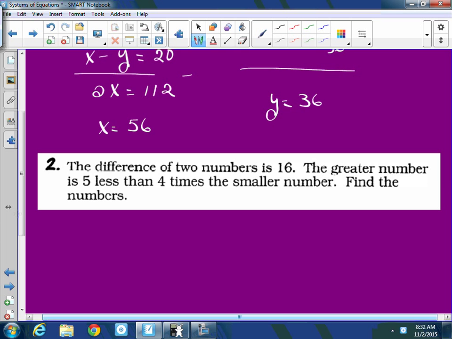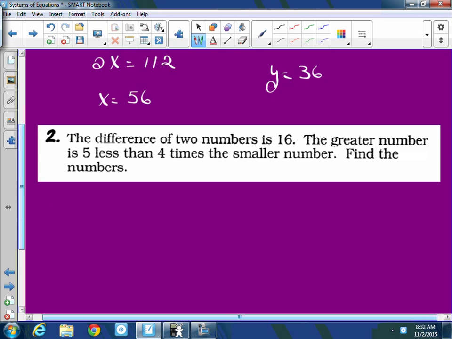All right, let's go. The difference of two numbers is 16. The greater number is 5 less than 4 times the smaller number. Find the numbers. Do you know what the numbers are? No. There should be X and Y, but you do know that one is greater than the other. So I'm going to have to not only say X and Y, but I'm also going to have to identify them.